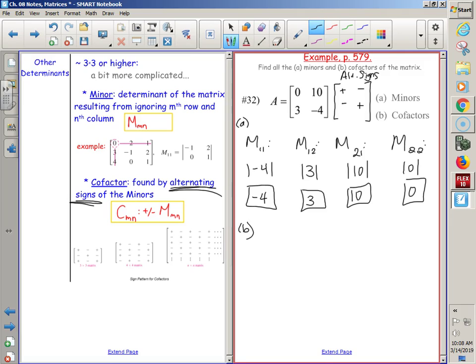Alternating. So who goes where for cofactors C11, C12, C21, and C22? It says take the minors, take the 4, take the 3, take the 10, take the 0, but say, hold on. Who was I using to get there? 0. What sign should that have had? Which meant keep it the same. And what's keeping it the same?